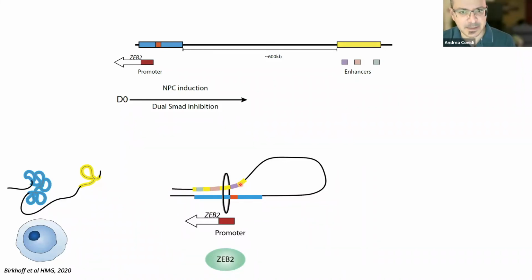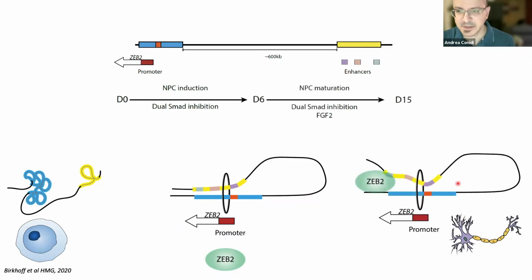These regions, these enhancers, are brought here in proximity of the ZEP2 gene. And this is sufficient to start producing the ZEP2 protein. As the differentiation proceeds, the binding gets a bit loose, but is still present. The cell becomes a neuron, and ZEP2 is able to bind to its own promoter and to regulate itself.